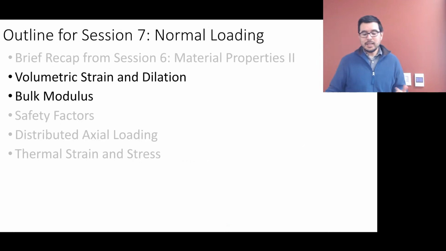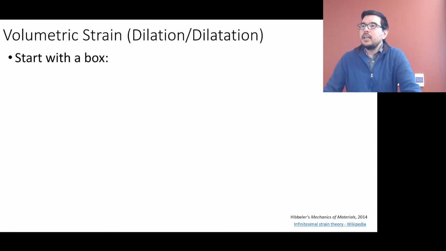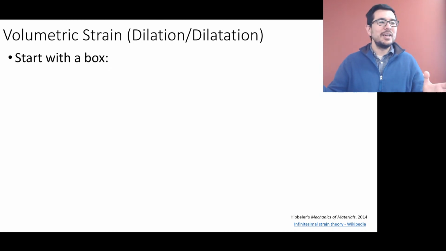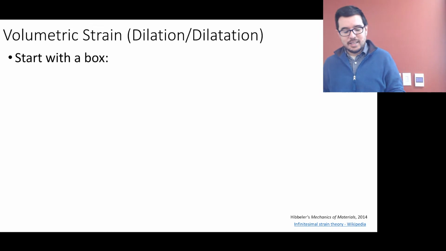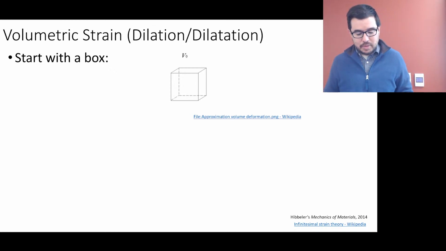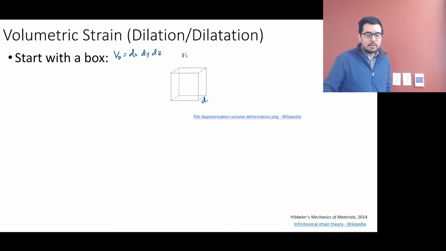So let's talk a little bit about volumetric strain, or dilation and dilatation. It's probably becoming a recurring theme: when we want to think of a material element, we draw a cube. We draw a box. Here is a box, not even drawn by me, something you can find on Wikipedia. And this box has a volume associated with it when we lay out the lengths of the sides.